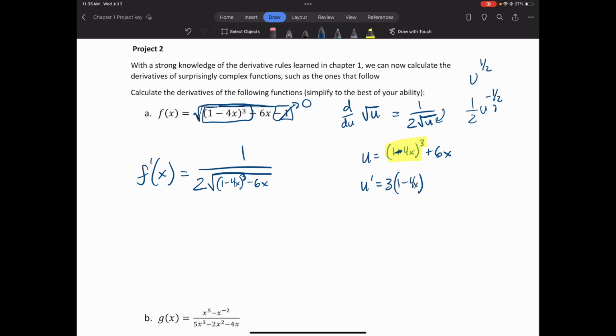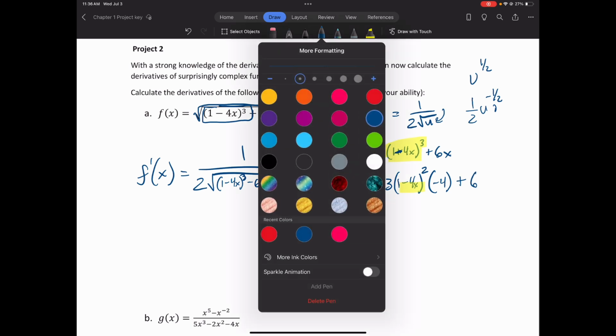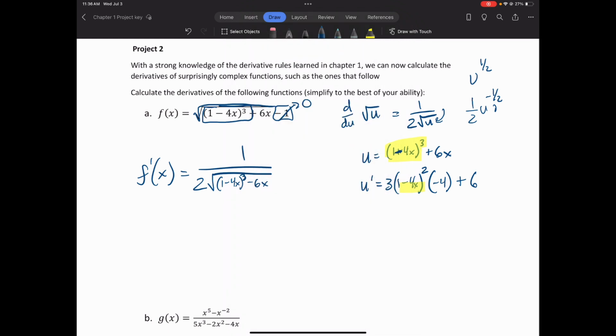Okay, but then I decrease the power by 1. And then I need to multiply by the derivative of the inside. What's the derivative of the inside function? The derivative of that is just negative 4. Plus, and then the derivative of 6x is just 6. So I've got that on the outside. Okay. Notice this negative 4 doesn't affect the 6 because that 6x was separate. It was a different term.